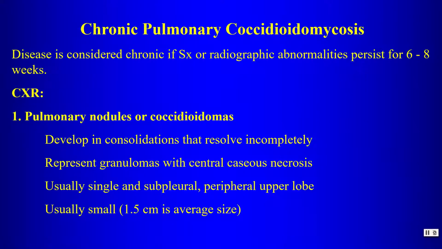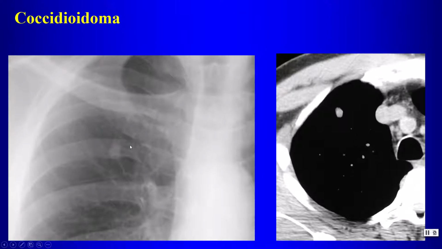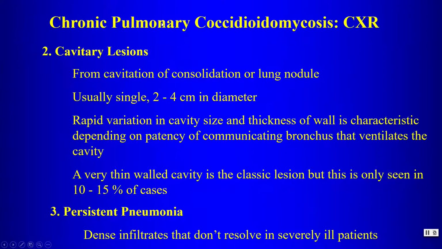Now, this organism might also give you chronic infection where you might develop nodules or coccidiomas, these nodular-like lesions that can occur within the chest. Here's an example. So this non-specific nodule on biopsy turned out to be a coccidioidoma.